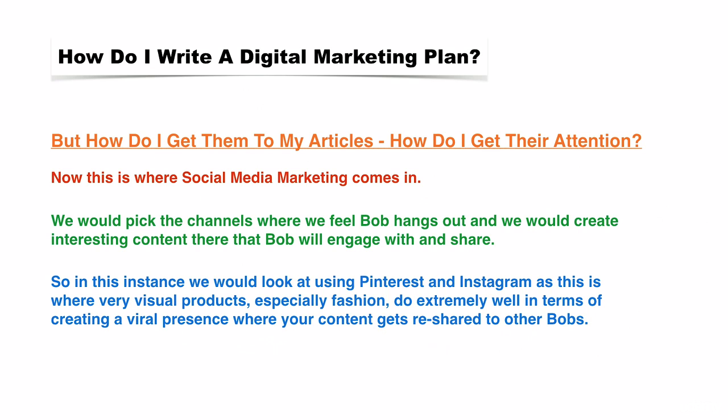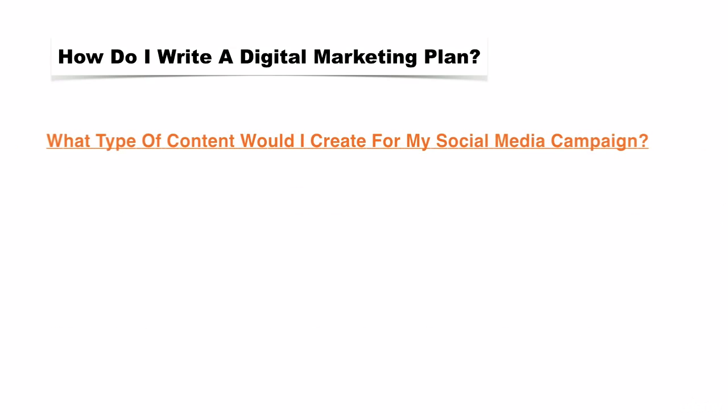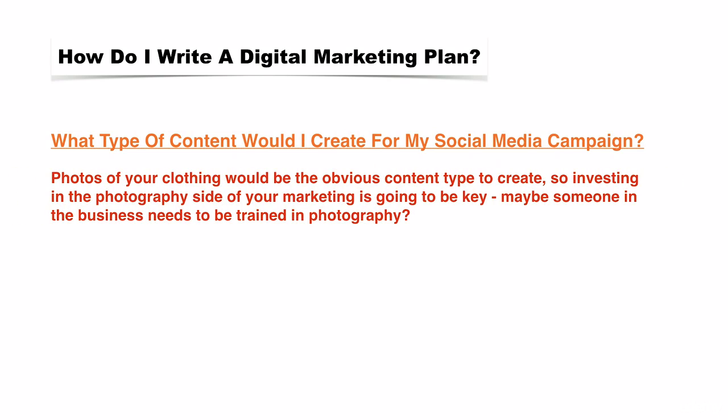So we'll create a post on social media that links to our article. Then our article will have an email sign up, and then we get them on our newsletter list. And on our newsletter list, we can now ask them to join our membership scheme where we can sell product to them on a regular basis. So what type of content would I create for my social media campaign?